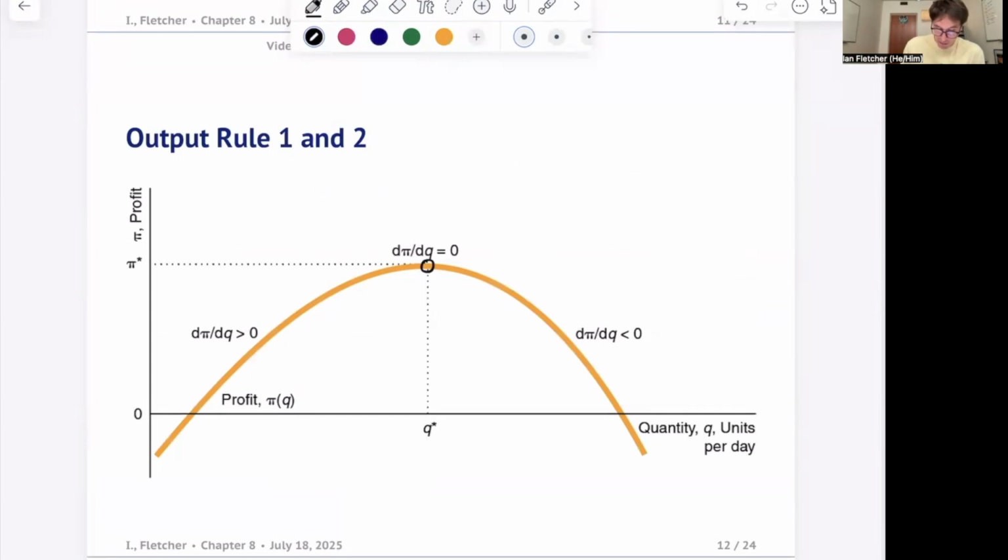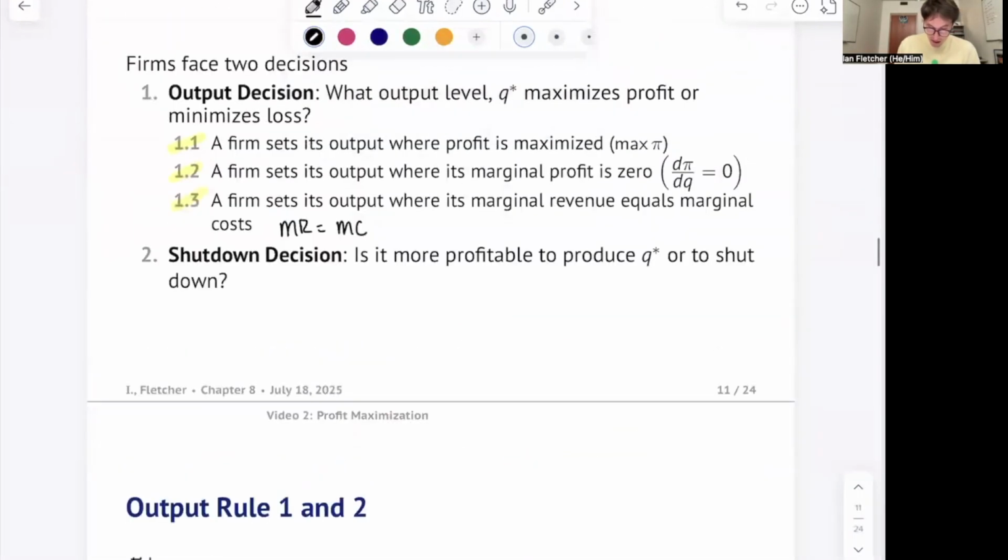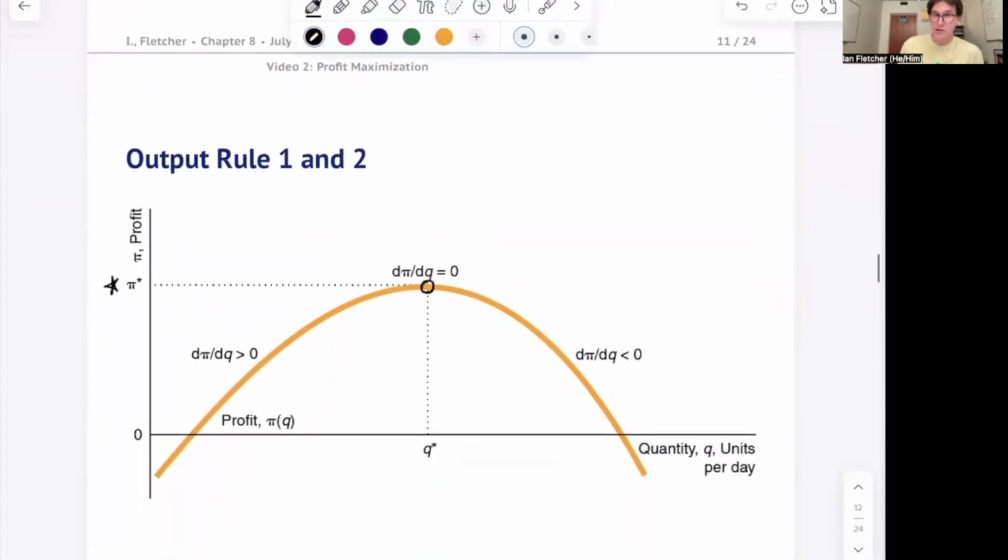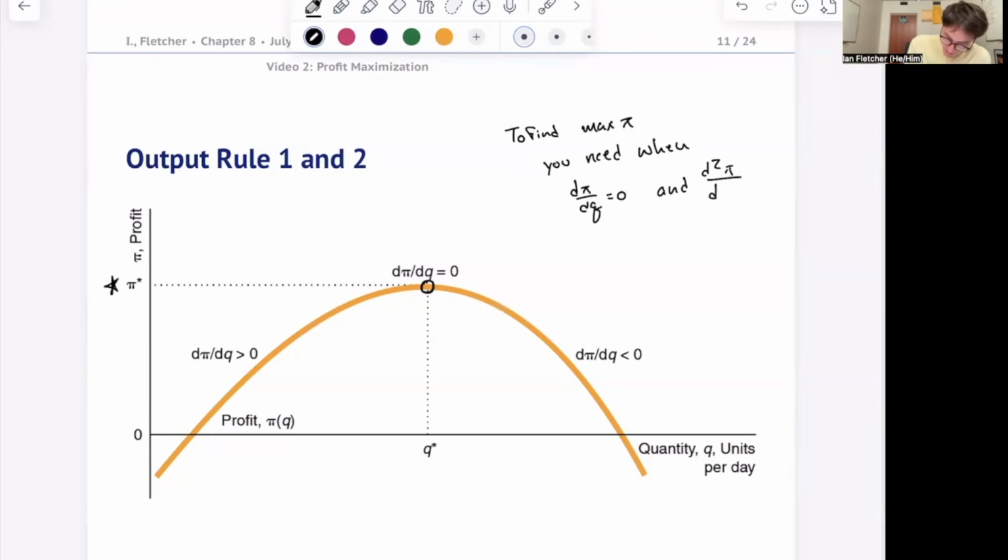The other thing is that we want to set where our marginal profit is equal to zero. And if we think about this, these are essentially saying the exact same thing. In order to find max pi, you need d pi dq equal to zero and the second derivative less than zero.